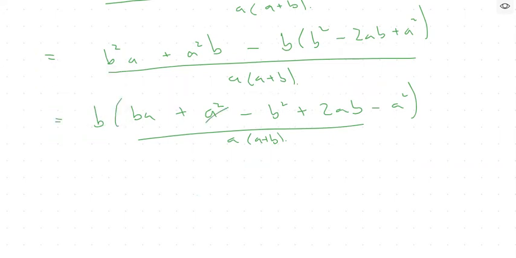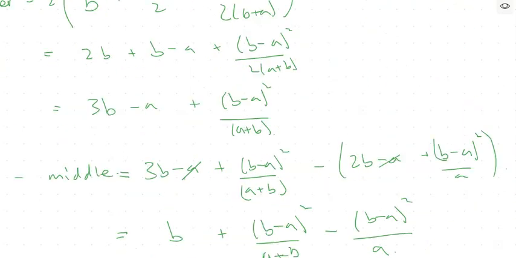The A squareds are going to cancel. So we end up with, we can take out another B, so we've got B squared, and then we've got 3A minus B, all over (A plus B).